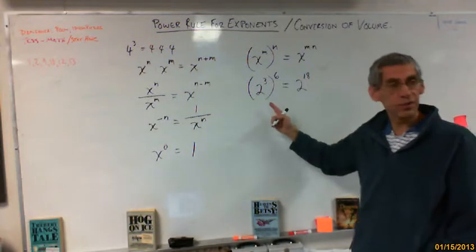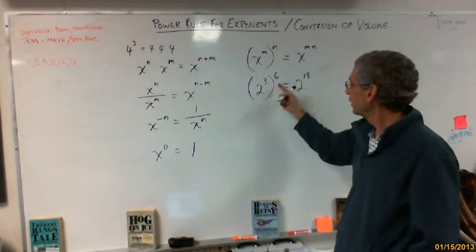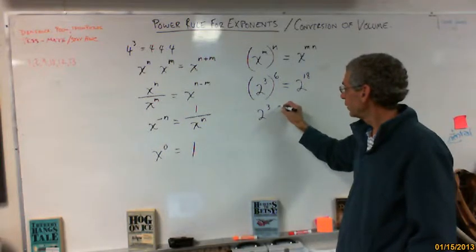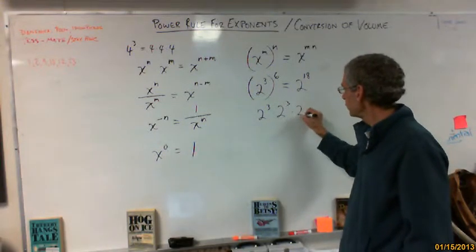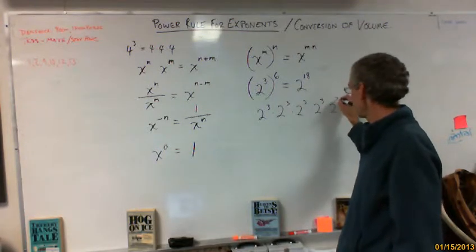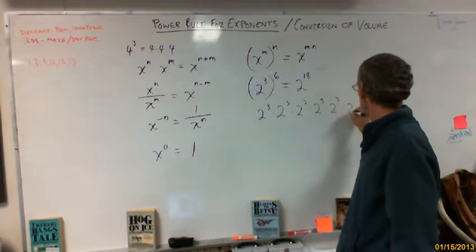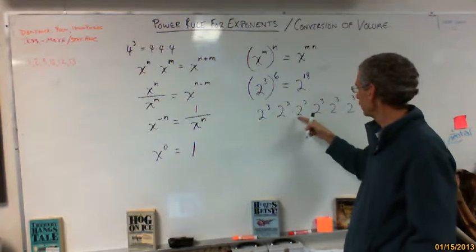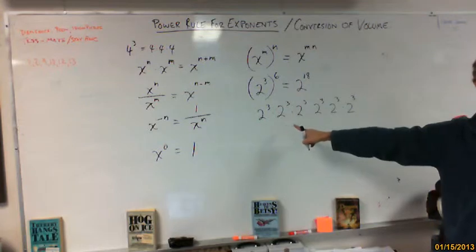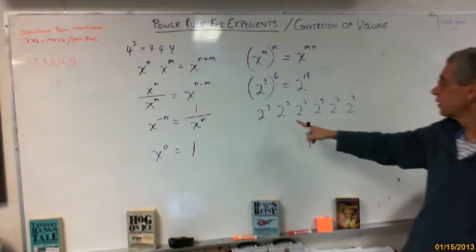Now, another way to think about it, if I did this the long way, it would be 2 to the 3rd times 2 to the 3rd times 2 to the 3rd times 2 to the 3rd times 2 to the 3rd times 2 to the 3rd. So there's 6 of them. 1, 2, 3, 4, 5, 6. You agree with me that that is the same as that?